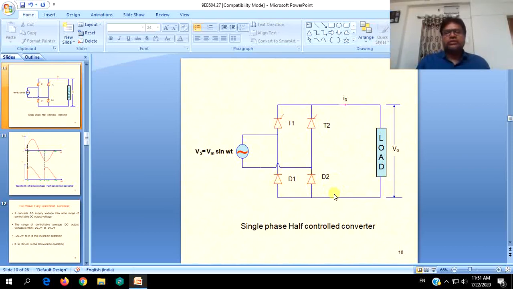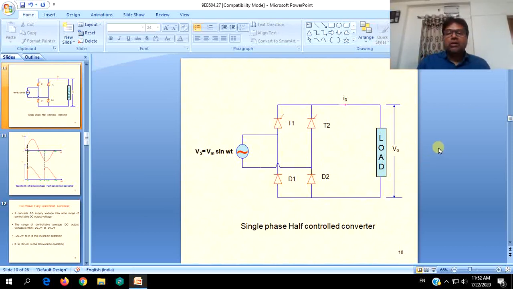Here in this circuit, T1 and D2 will conduct together in the positive half cycle. In the negative half cycle, T2 and D1 will conduct together. When all the devices are diodes, they will conduct in the forward biased condition only when the forward breakover voltage is reached. But in this case, T1 can be triggered by applying a gate pulse at whatever alpha you want, and accordingly you can control the turn on time.